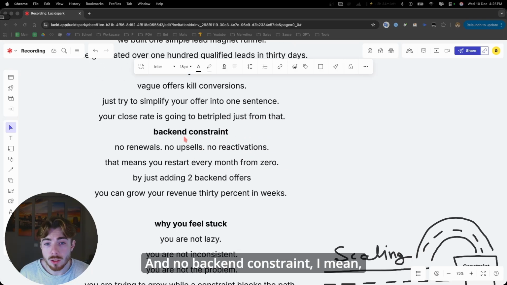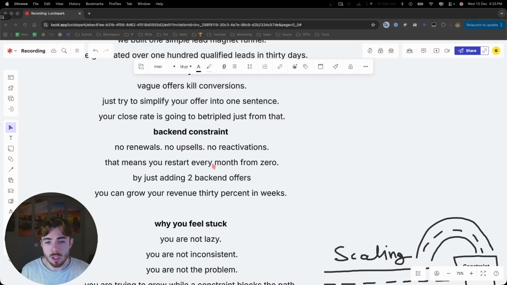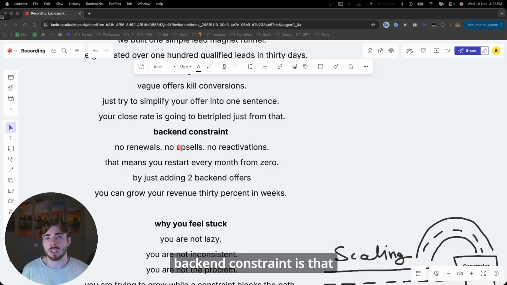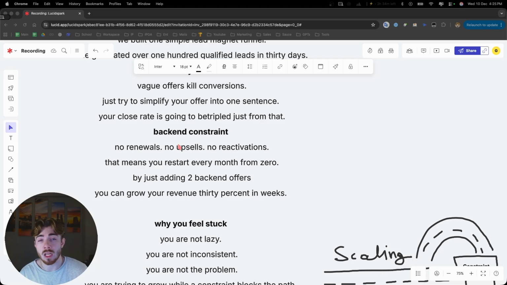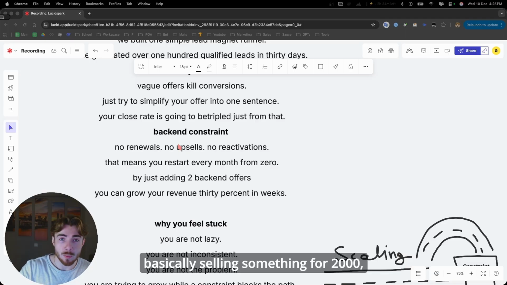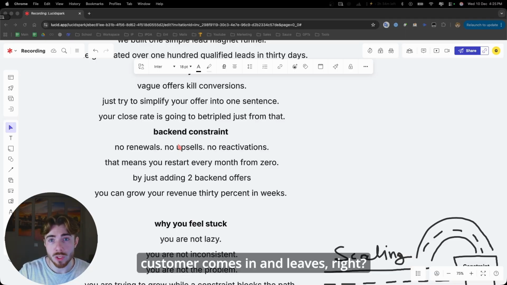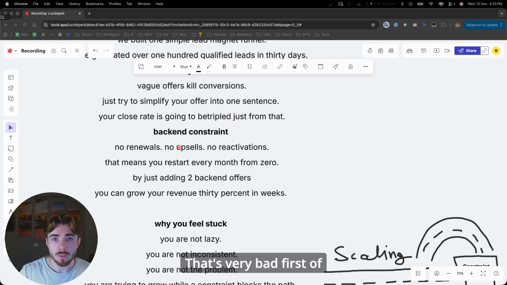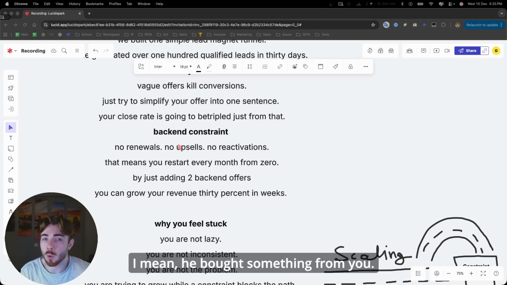And now backend constraint, right? So basically, backend constraint is that you don't have anything on the backend. And when I say backend, let's just say increasing the lifetime value of your customers. A lot of coaches just have an upfront offer, basically selling something for 2,000, the customer comes in and leaves, right? That's very bad, first of all, because there are no systems. There's no way for that customer to give you more of his value because he bought something from you.